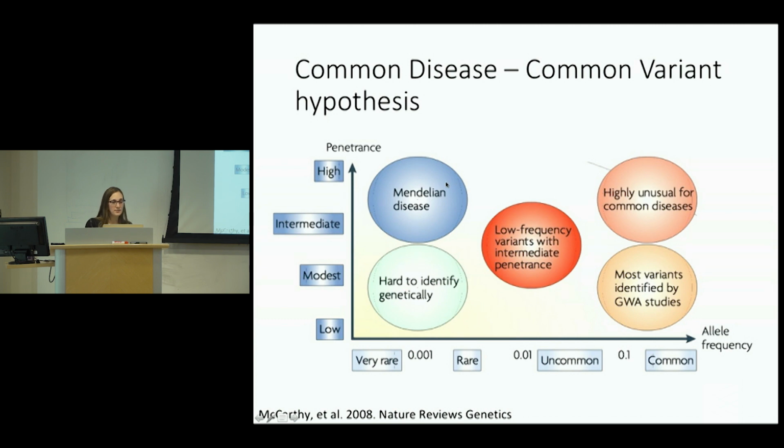With GWAS, right, we're all the way on the other side of this graph where we are looking at common alleles, and we're expecting low penetrance or low effect sizes on our phenotype.